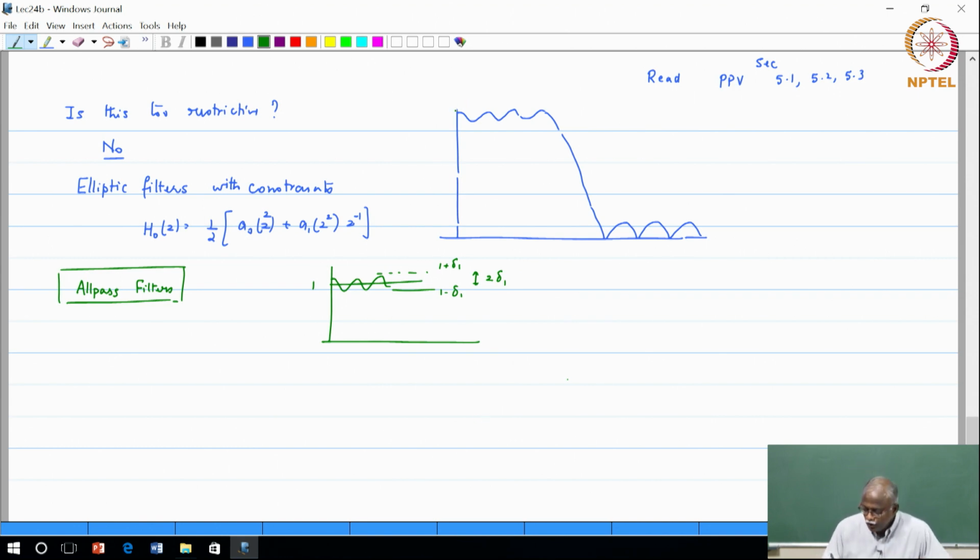Now we are going to do something slightly different. We are going to normalize the peak value to be equal to 1. If you normalize the peak value to be equal to 1, then this point now becomes 1 minus 2 times delta 1. You kind of have normalized it. The reason you are calling it 1 minus 2 delta 1 is evident from the convention. Usually it is 1 plus delta 1 and 1 minus delta 1.